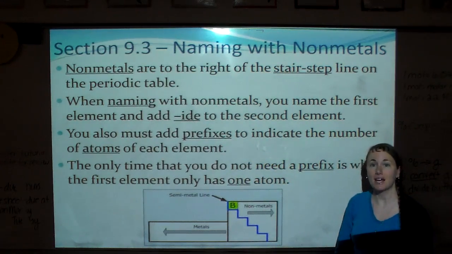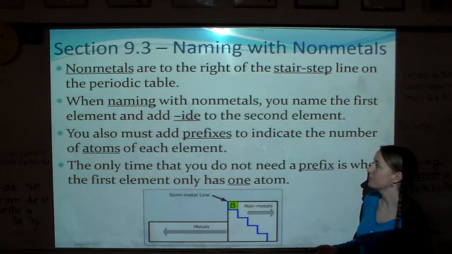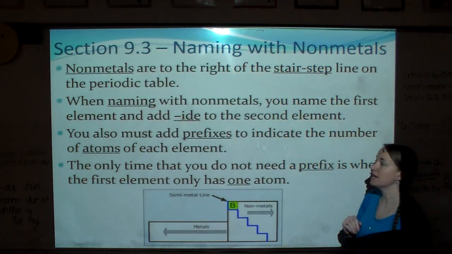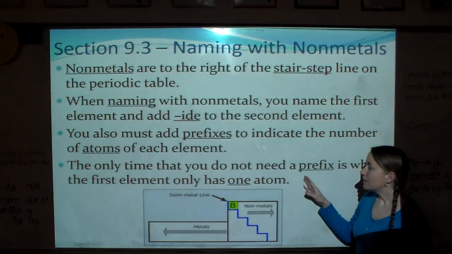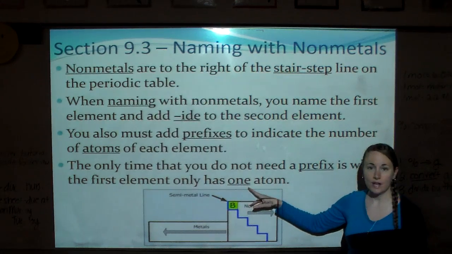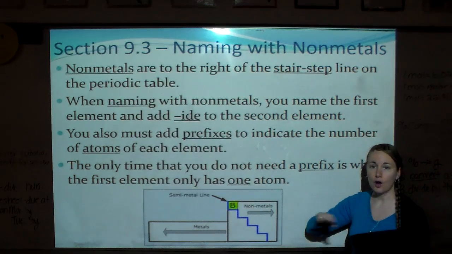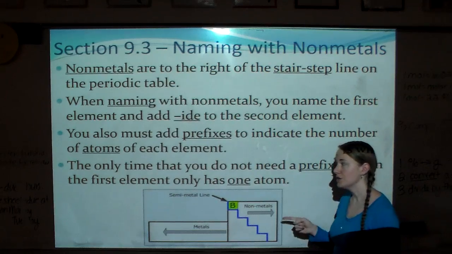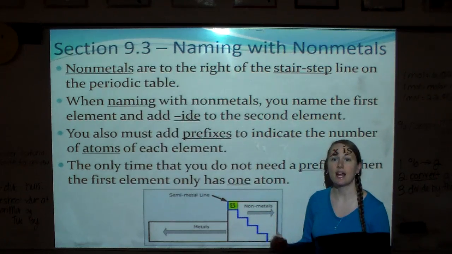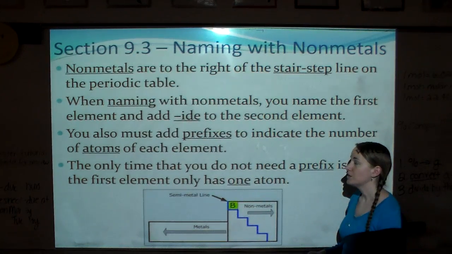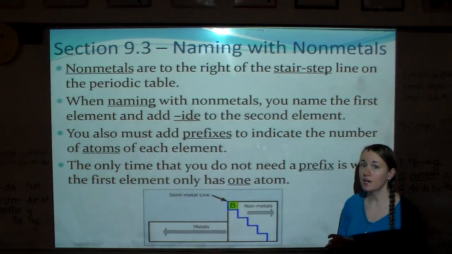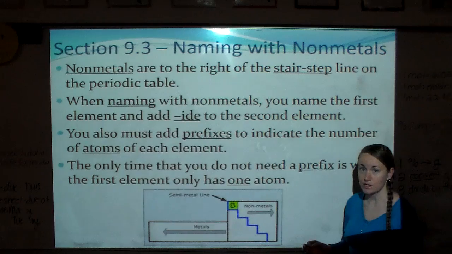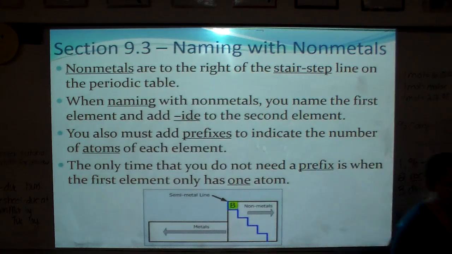So like carbon dioxide, that's where that di comes from. The prefixes indicate the number of atoms of each element. The only time you do not use a prefix is if the first element has one atom. The second element always has a prefix. The first element only has a prefix if it actually has a subscript. So you should never start a name with mono. You can have mono on the second element, but not the first.